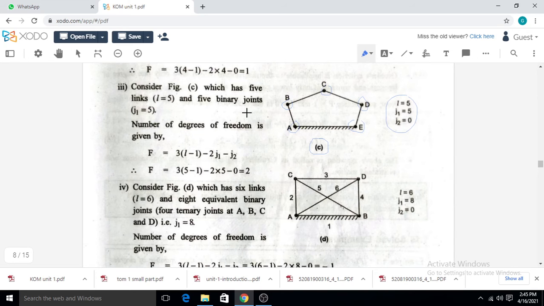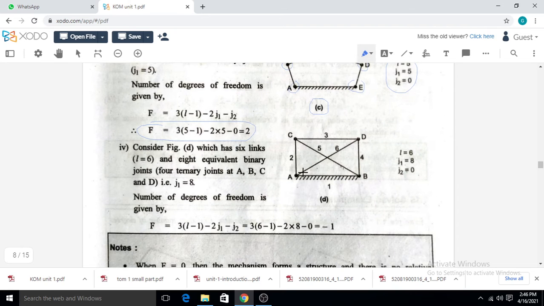So the degree of freedom is 3 into (L minus 1) minus 2J1 minus J2. If we put L is equal to 5, J1 is equal to 5, we will get F is equal to 2. The F we get here is equal to 2, meaning the degree of freedom in case C is equal to 2. Now we will consider the degree of freedom in case D.